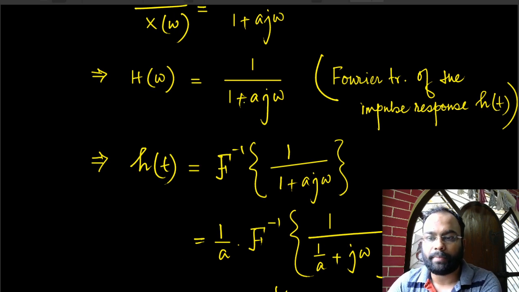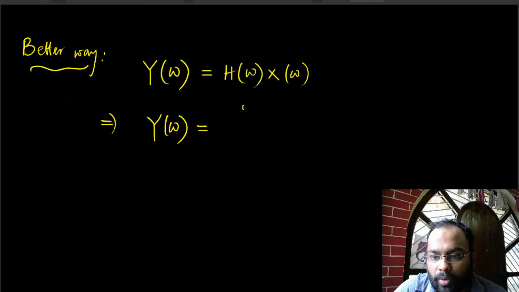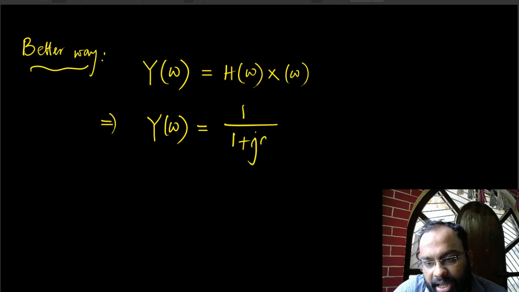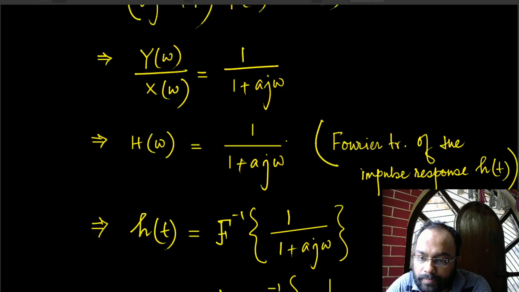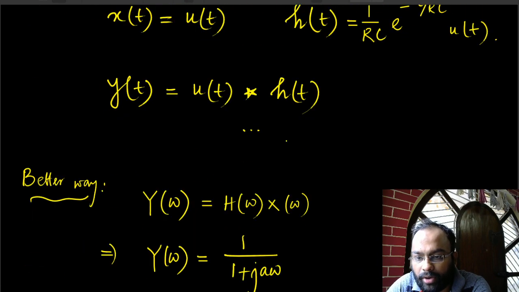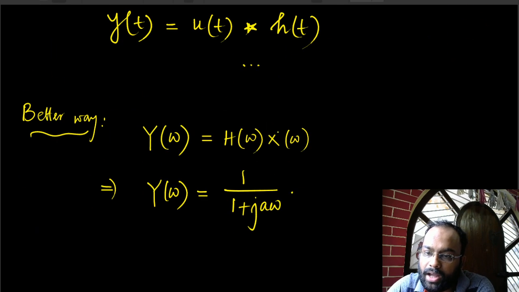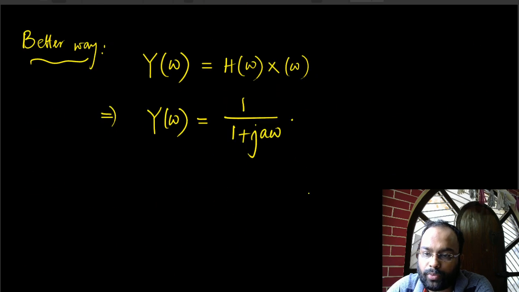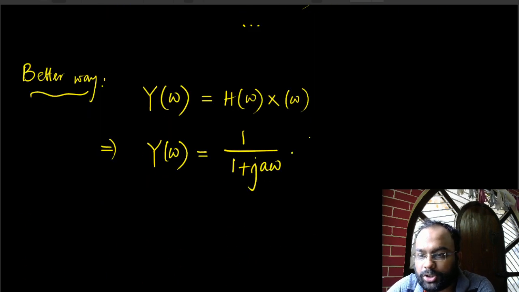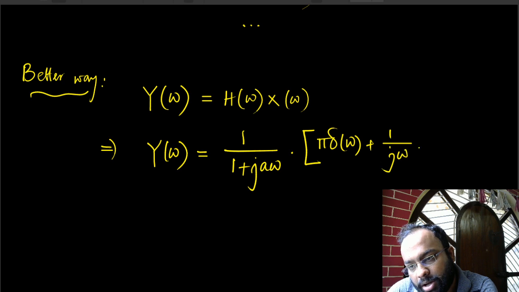So H(omega) is 1 by 1 plus j a omega. Into, we have this. And what is the Fourier transform of this? What is the Fourier transform of the unit step? We know that it is pi delta omega plus 1 by j omega.